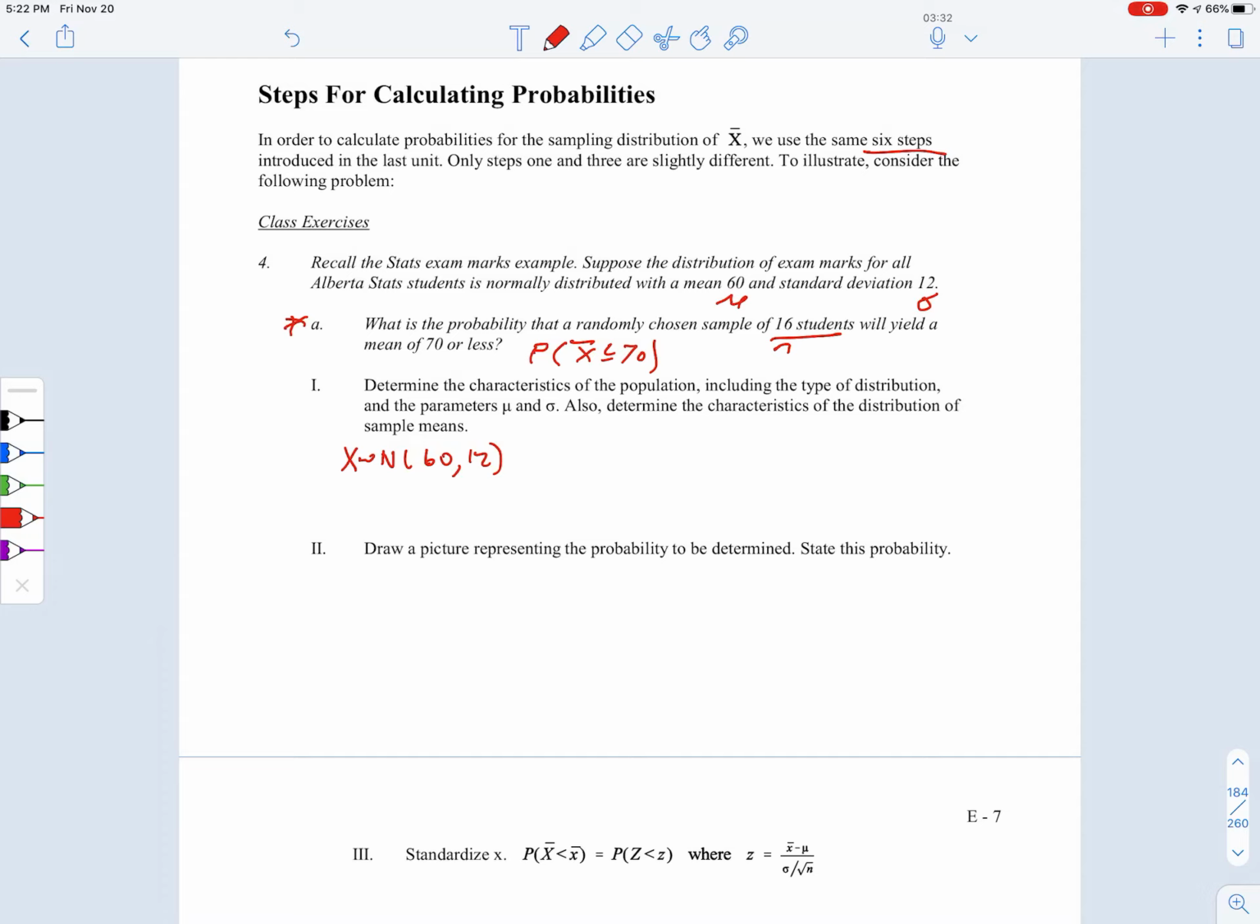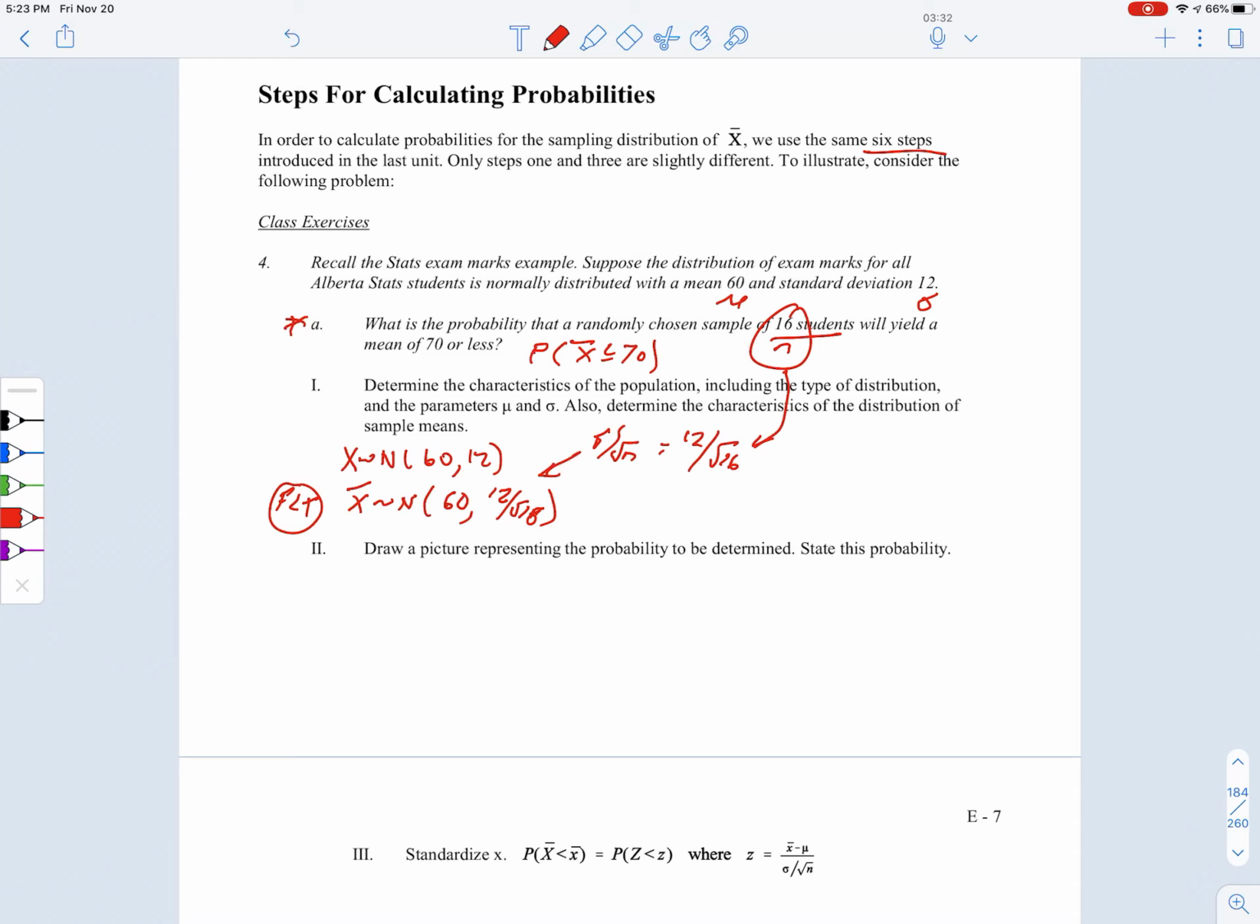What that means, according to the central limit theorem, is that the X bars will also be normally distributed with a mean equal to 60 and a standard deviation equal to sigma over the root of n. So sigma over the root of n will be 12 over the square root of 16, and that's our n, right? It's 16. So that's 3. I could just put a 3 in there, but I'm just going to leave it as 12 over the square root of 16.